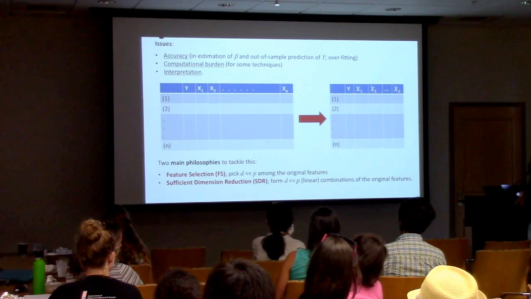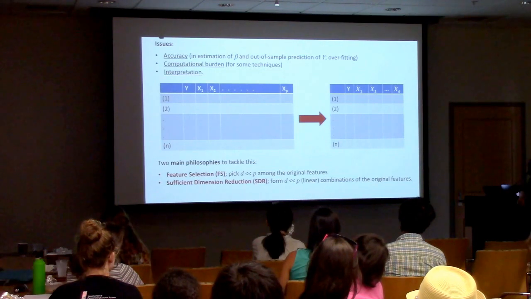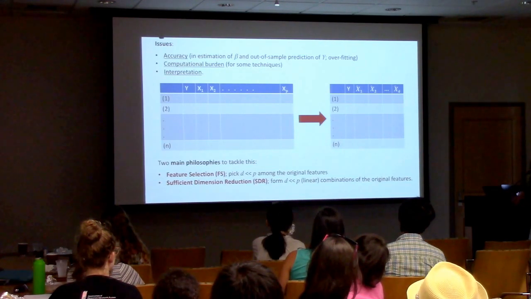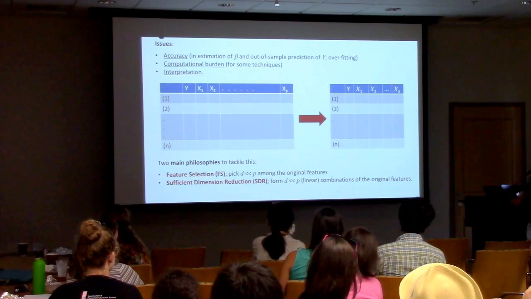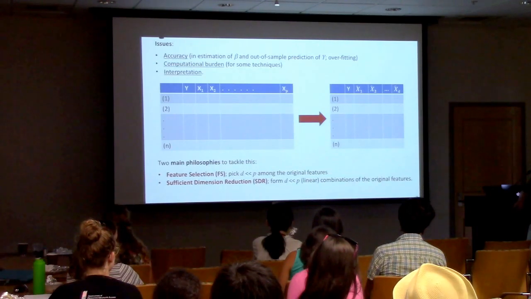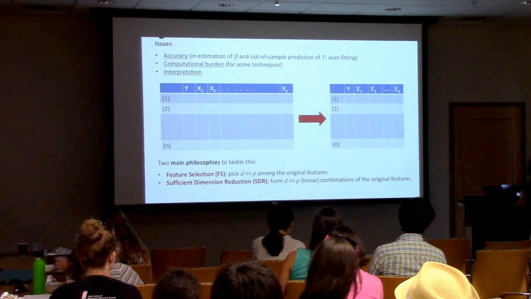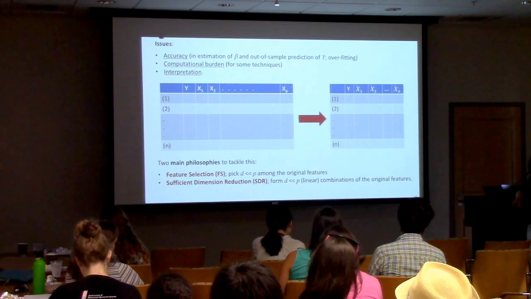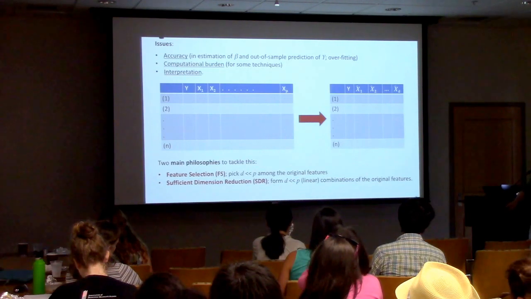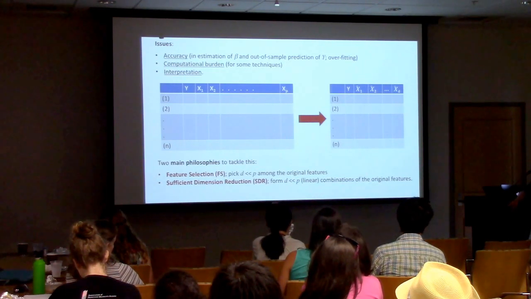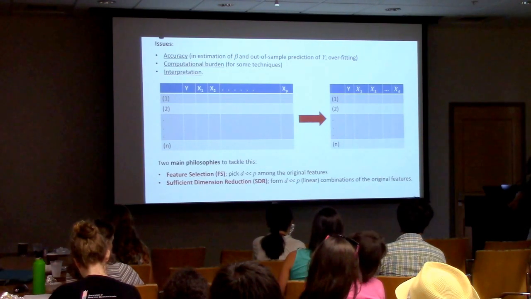You create composites of the original features. The easiest example, and the one that people get lots of mileage out of, is to make linear combinations of the original features. Of course, there's nonlinear dimension reduction. There are all sorts of variations that you can imagine, but you're not just picking D, you're picking D composites.